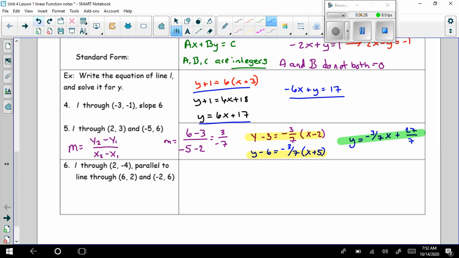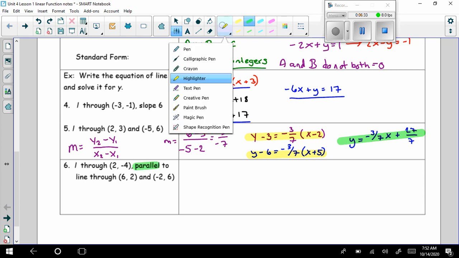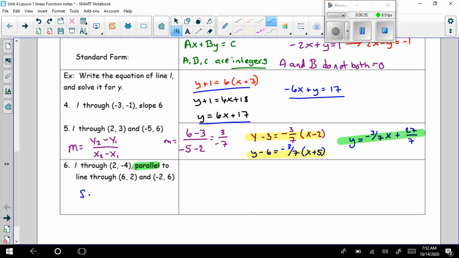All right. Okay, and then just a general reminder on this next one that we're talking parallel, and parallel lines have the same slope. So it's really no different than number 5. We're going to start by finding that slope. And so it's parallel to the line through these 2 points, which means it has the same slope. And so we do 6 minus 2 over negative 2 minus 6. So we get negative 1/2.